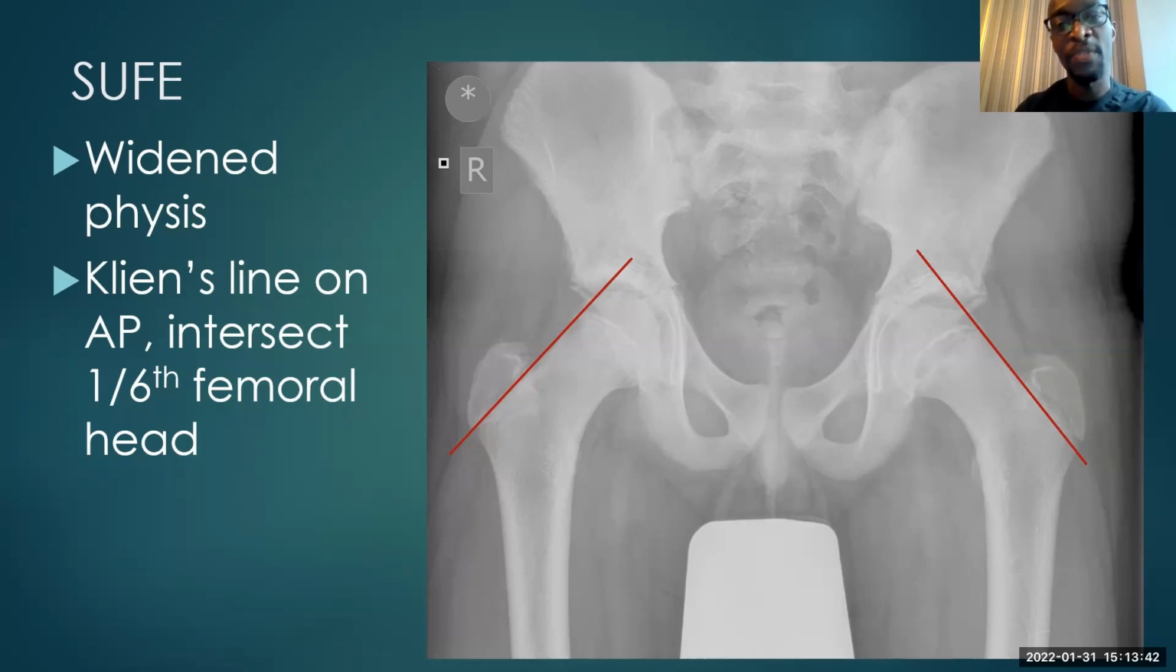Something that I think is much more obvious and much more helpful is looking for widening of the physis. So this is the physis here. This is the normal side. And this is the physis here on the abnormal side. And if you look at this lucency here, this is the abnormal bit compared to this thin lucency here. Normal physis, paper thin, abnormal physis widens. So that is a much more useful and a much more sensitive sign. And I use Klein's line to help me out a little bit.